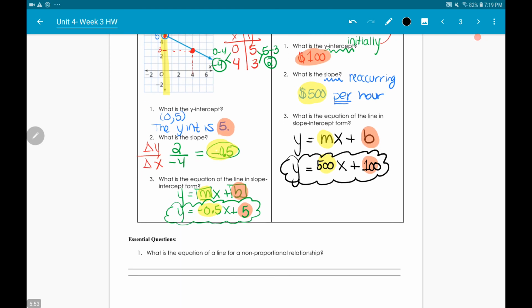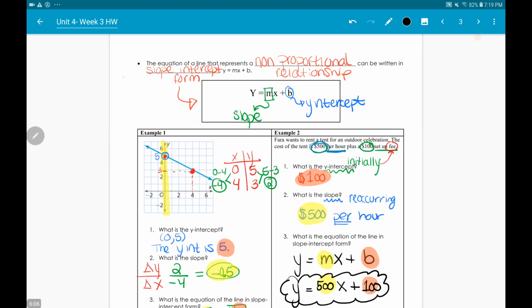All right. So, essential questions. What is the equation of a line for a non-proportional relationship? I want you to answer this on your own. Remember that the answer is at the top of this page that we did in the beginning of the lesson. So check up here to help you answer that question on the bottom.